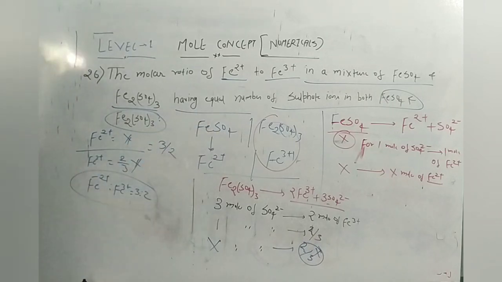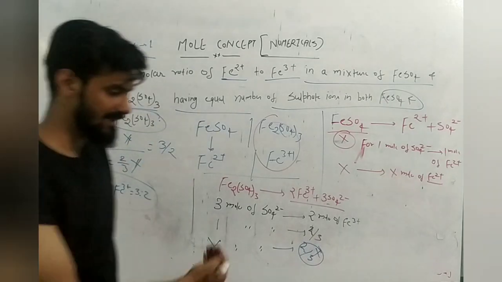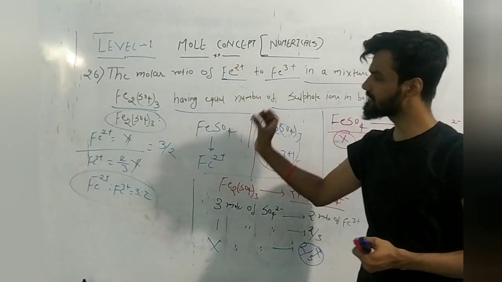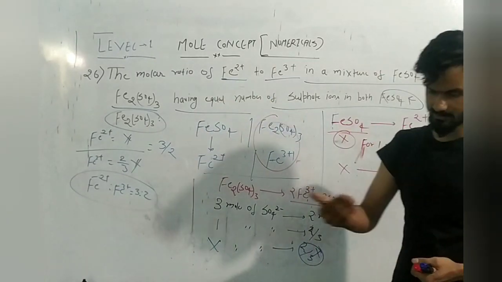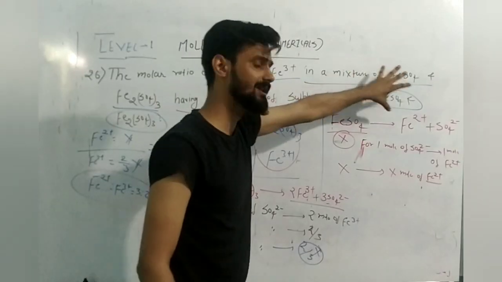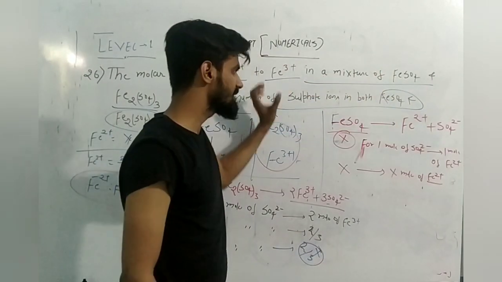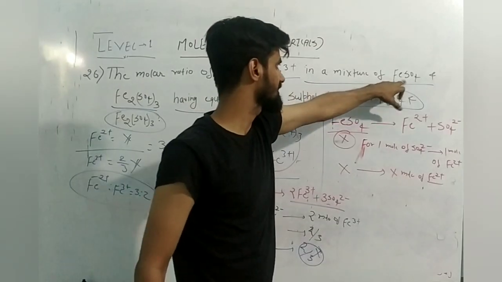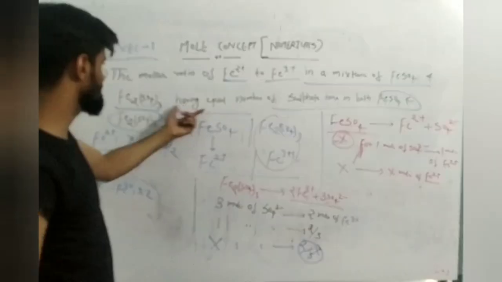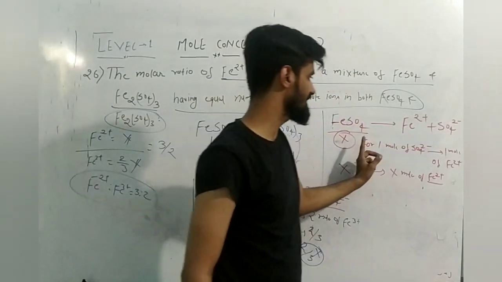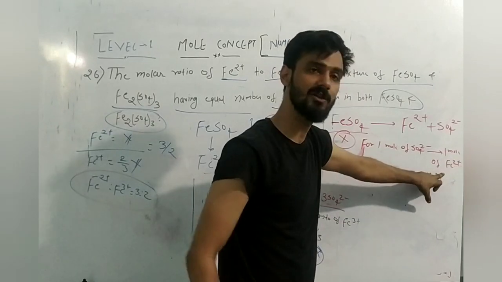So I think this is one of the most important types of questions that you will ever see in any type of book. According to this concept, the examiner can ask different types of questions. You have to focus on the language of the question and the way you will proceed. Here in the question it is given that there is an equal number of sulfate ions. So I have assumed X number of sulfate ions, and 1 mole of sulfate ions is producing 1 mole of Fe2+.